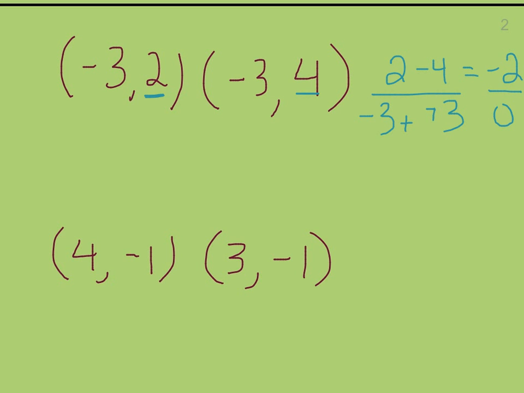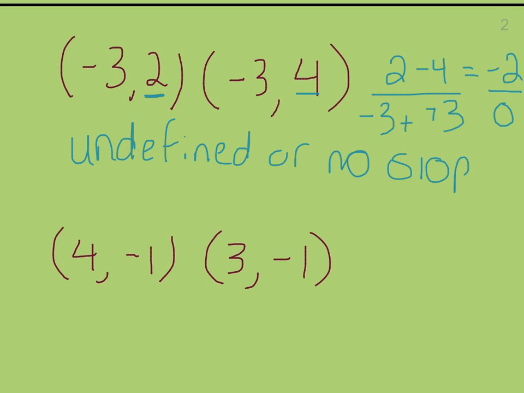And remember, anytime you have 0 on the bottom means we have an undefined slope or no slope. Okay, so you would just write undefined or no slope. You could write either thing. Okay, which means that that is a vertical line.